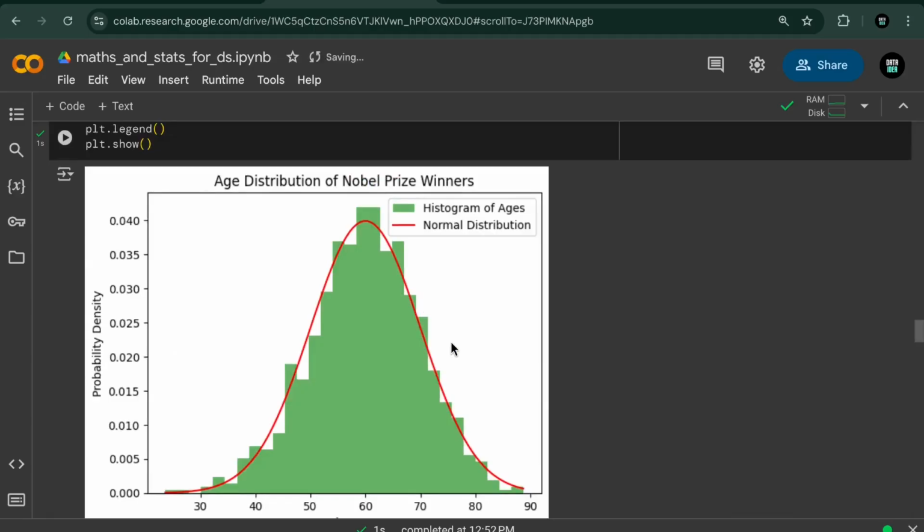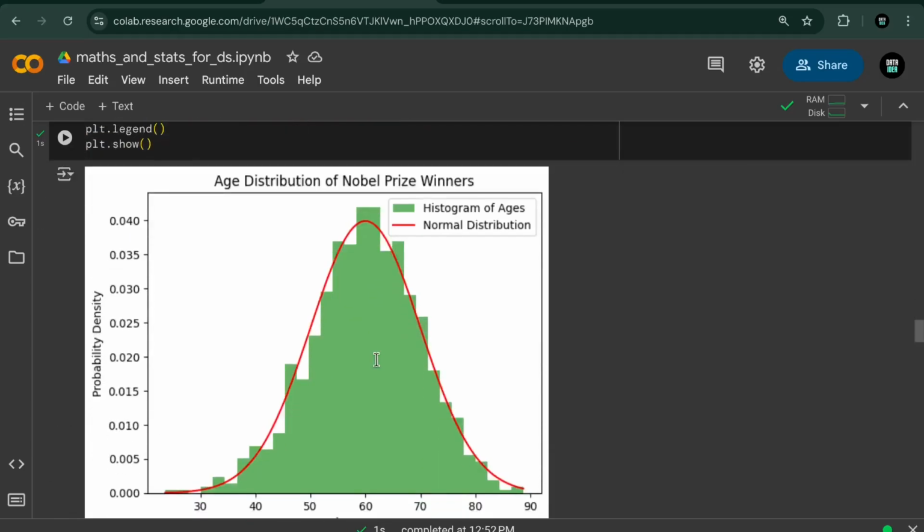Here I have an illustration describing the distribution of the ages of Nobel Prize winners, and what we can take from here is that the majority of the Nobel Prize winners are around 60 years. This is not a perfect data set. I generated this one. Also what we can take from the distribution is that the chances of getting a Nobel Prize are lower with younger people and also lower with much older people. This is what this distribution shows us.